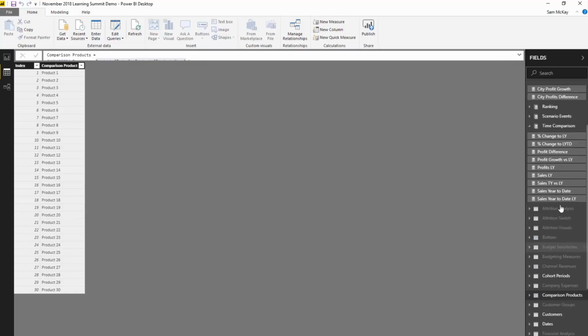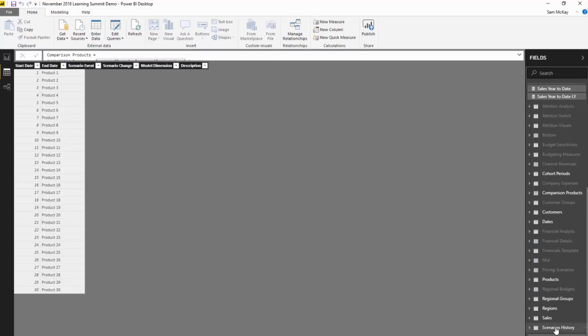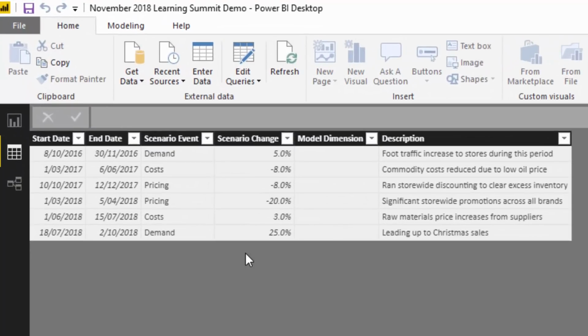But basically what we want to do here, I've just got scenario history. We have a table, and this is something that we need to capture through time, because what scenario events enable us to do is track the performance of certain events that happen through time. Why is this important? Because we want to see what the impact of something was. And for us to do that, we first of all have to capture the information.